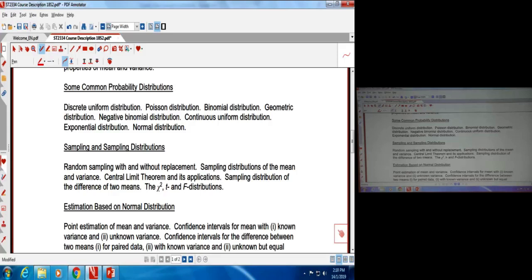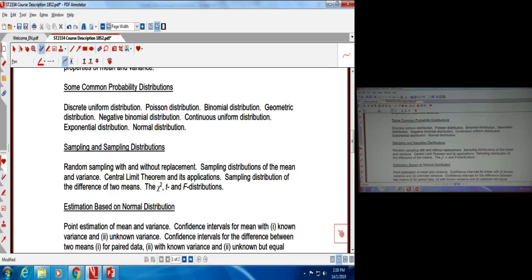What is a population mean? Population mean is the mean of the whole population. There's only one number. If you are talking about the same population, there will only be one number, one population mean. All right? Then sample mean is not fixed because it depends on your sample.